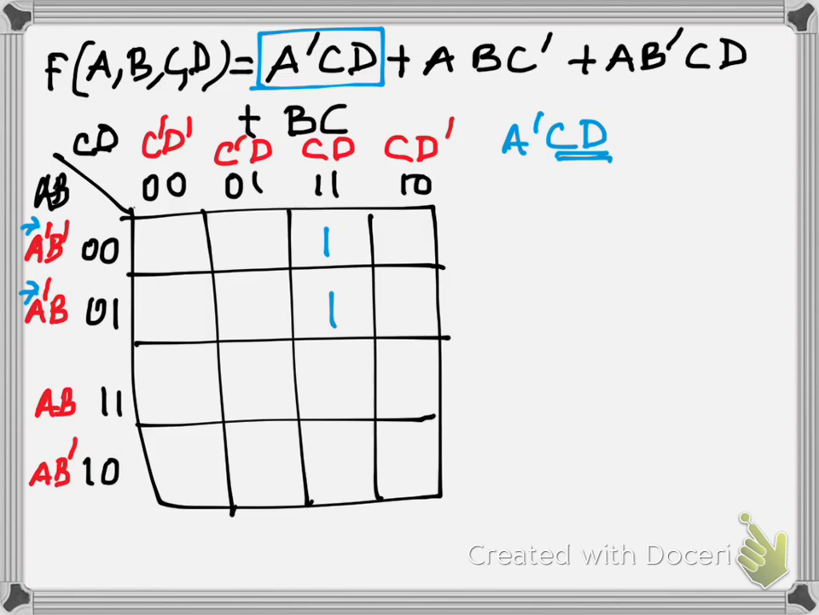Okay, I hope you have got it. CD, we take the column CD because these 2 variables are together. Then we see which other variable is there. A dash is there. So, we look at the rows with A dash. So, I have put 1s in these 2 cells. Okay, so this way we have done this. Let's take the next one.